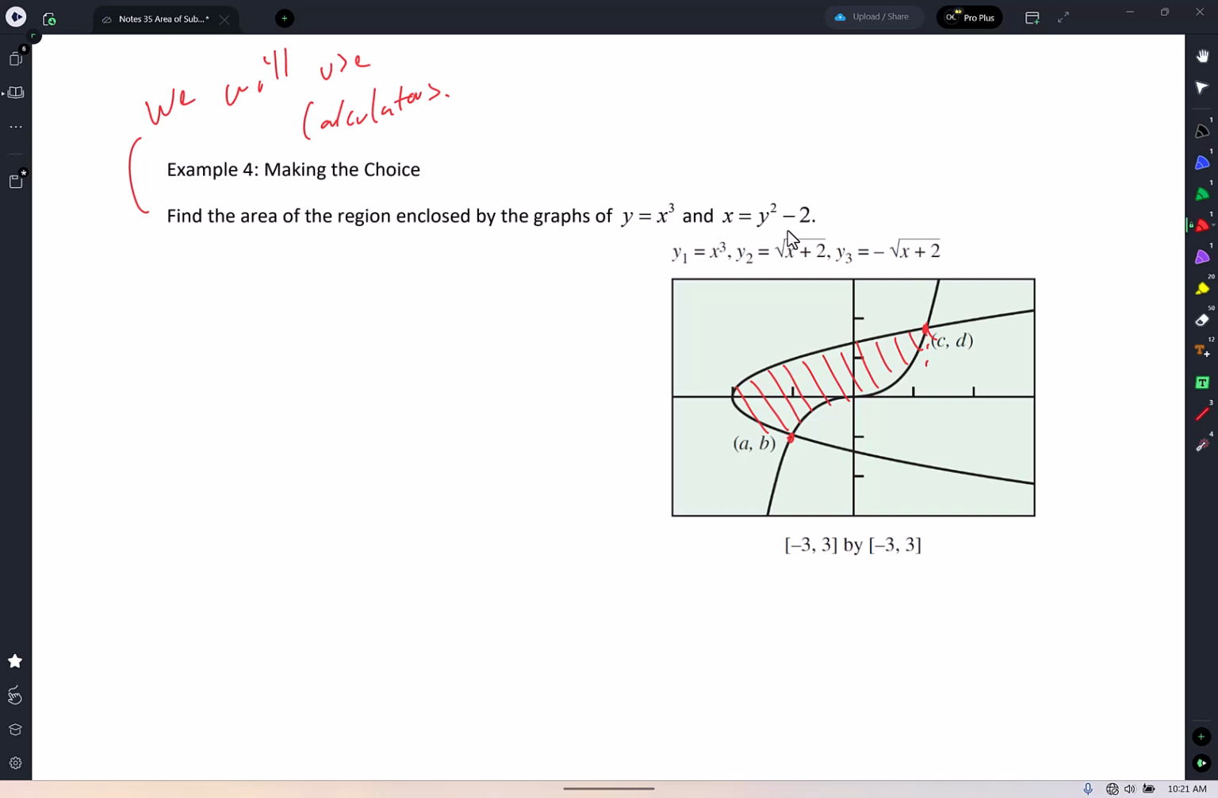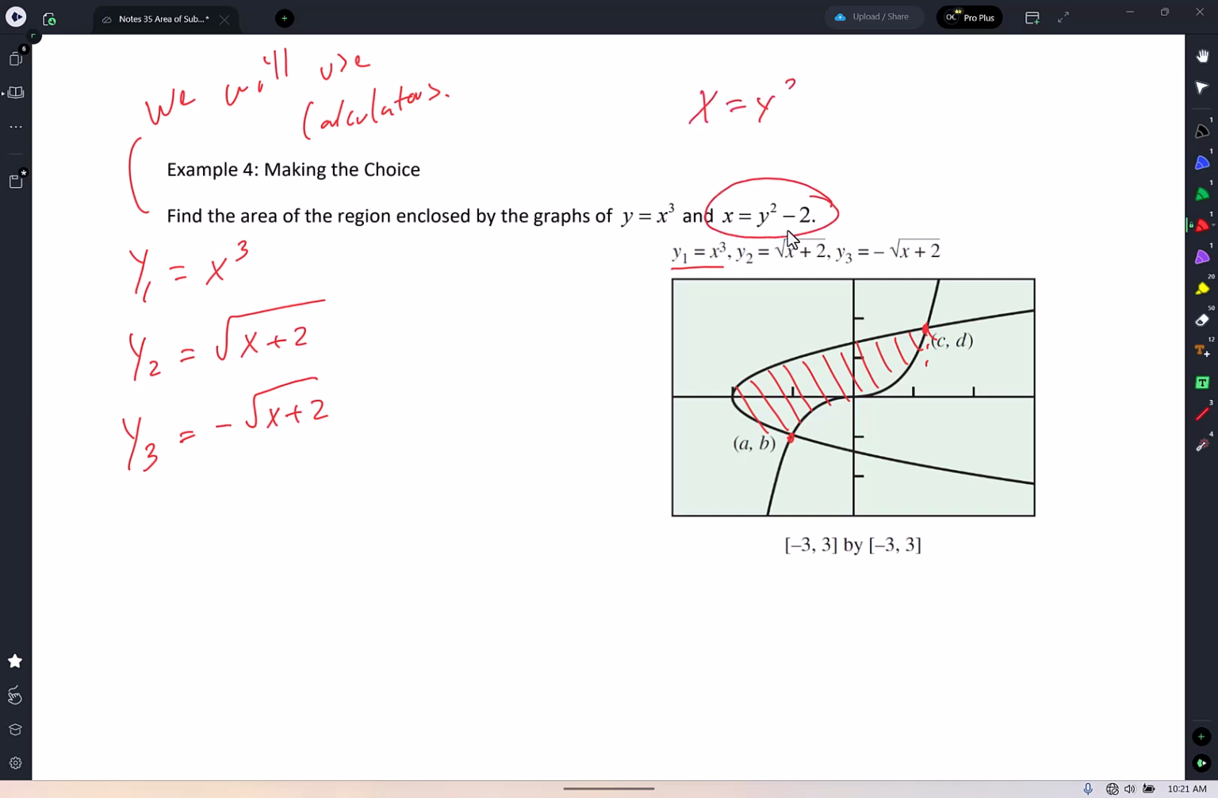So here it is. Look what they did. Y1, they just typed in x cubed. On y2, you're going to type in the positive square root of x plus 2. And on y3, they're going to type in the negative square root of x plus 2. I don't know where those are coming from. They solved for y on that expression.